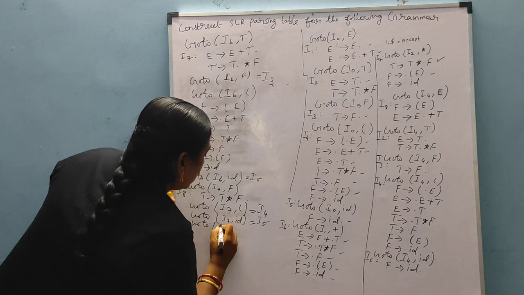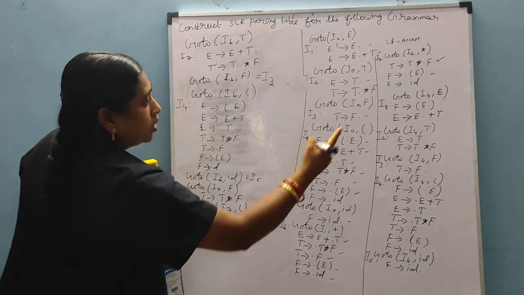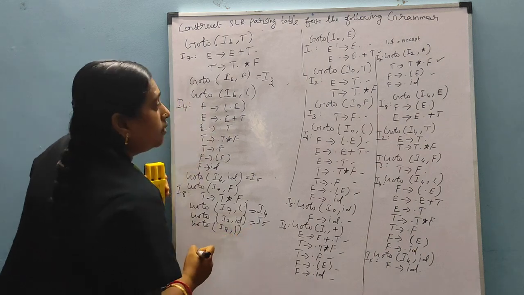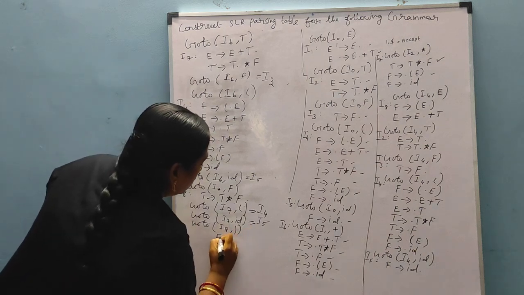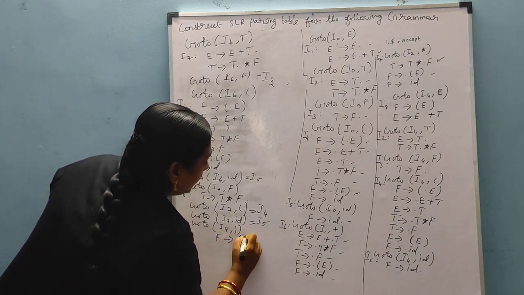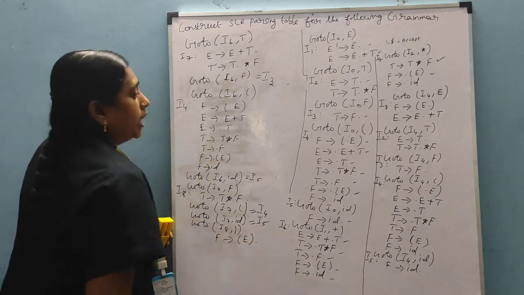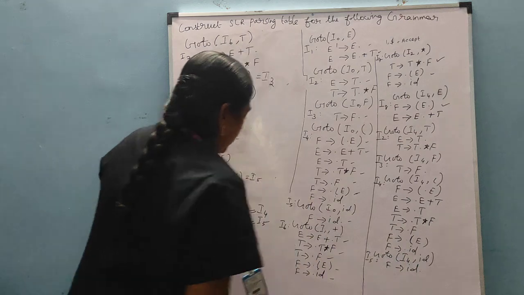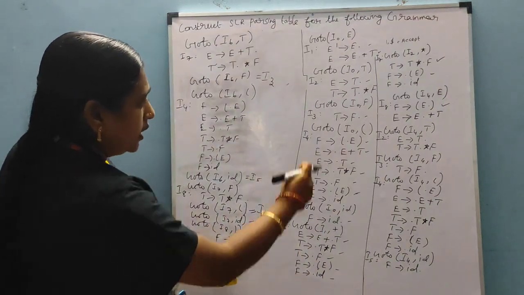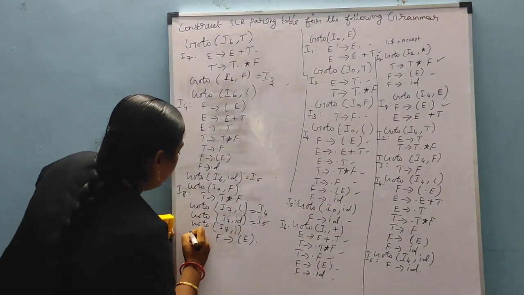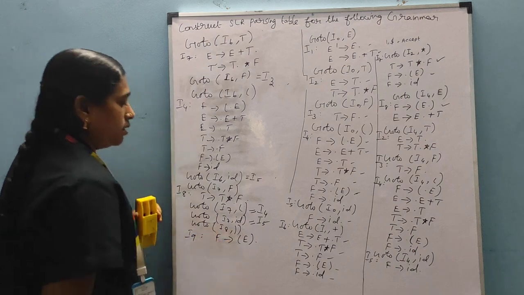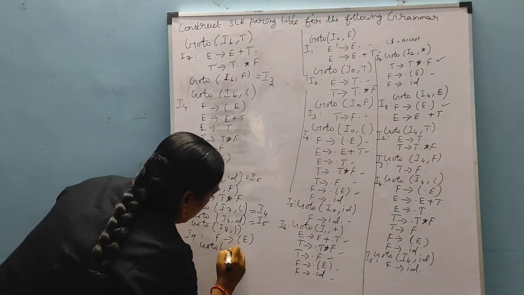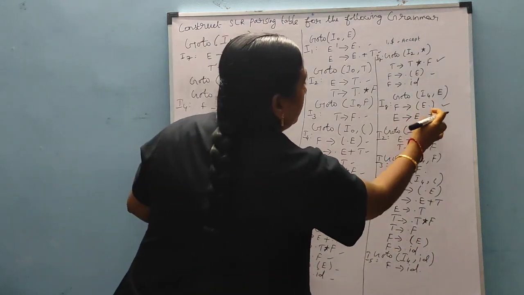Now the I8 state. I8 comma close bracket. That is a terminal value. So now I am moving this one. F tends to open bracket E close bracket dot. Okay, this state. Is this new or existing? Check the states. New only. So I am writing the state number as 9. Now you can go to I8 comma close bracket completed.